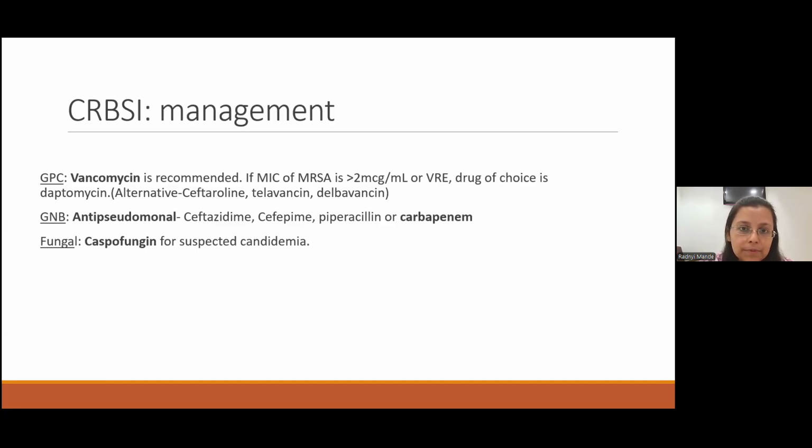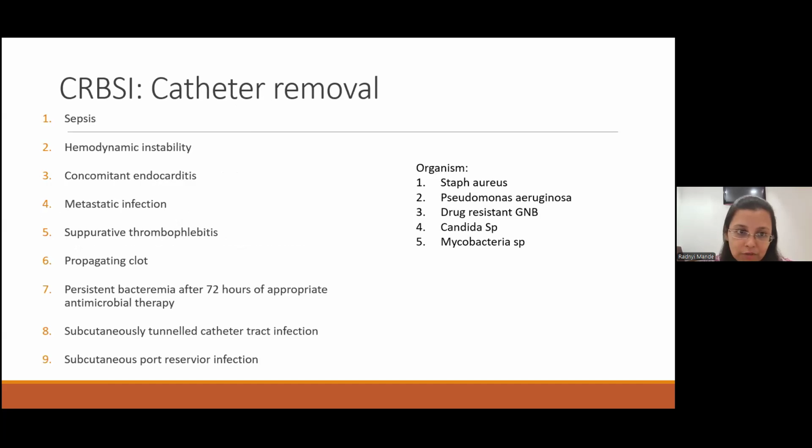So antibiotic therapy wise, we know for gram-positive, vancomycin is recommended. If MIC of MRSA is more than 2 mcg per ml, or if vancomycin resistant enterococci is present, then drug of choice is daptomycin. GNB, if detected, we can give either ceftazidime, cefepime, piperacillin, or carbapenem based on sensitivity. Fungal, Candida generally responds to caspofungin.